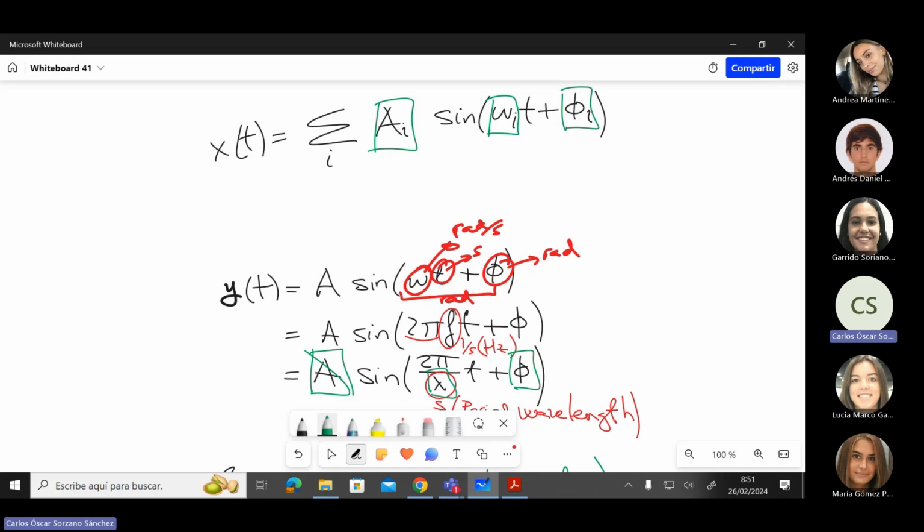And this is called coefficient. Fourier coefficient. And these ones here is the Fourier basis. Here is an important word, that is basis.